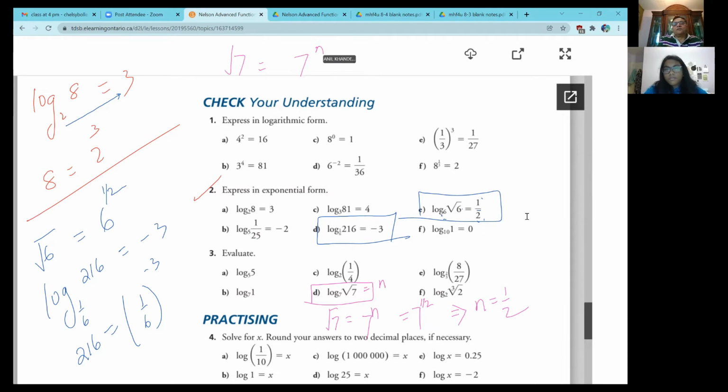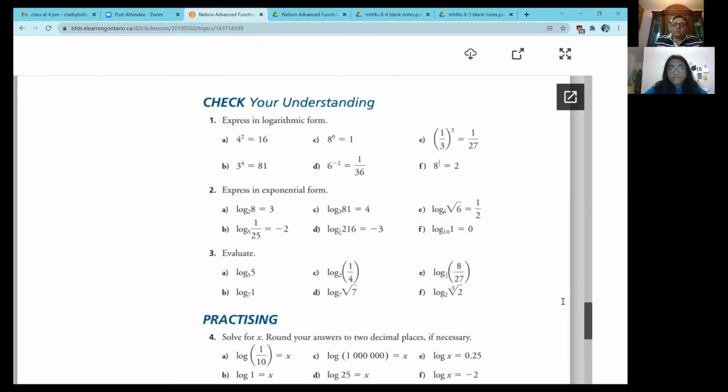Now, square root 7 means what? 7 to the power of half, right? That means n equals half. So once you have the same base, compare the exponents. So can you explain how you found the half again? Square root 7 means 7 to the power of half. Okay. Therefore, we get the answer. Is that okay? We'll do one more question.